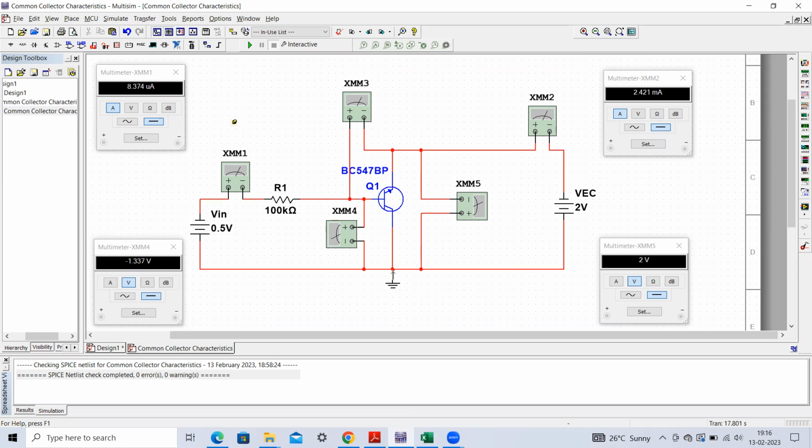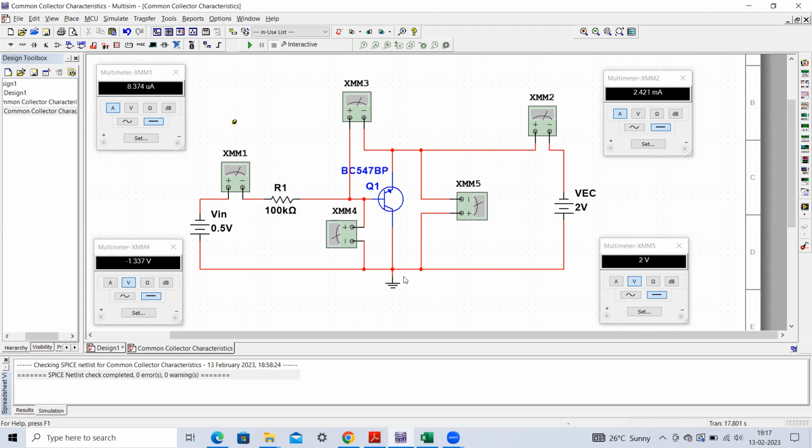This collector terminal is common to both input loop and output loop, and hence it is regarded as common collector configuration. Fine. Here you can see that in this input loop we have connected a 100 kilo ohm resistance, and here I have connected one multimeter to measure the base current. Here I am calling this particular potential V in. Then we have to change this V in, and accordingly set the IB currents. Here you can see in this output loop, we have this emitter to collector voltage. This is the negative potential connected to this emitter terminal, and this positive is connected to this ground. So this way we have to first make the circuit.